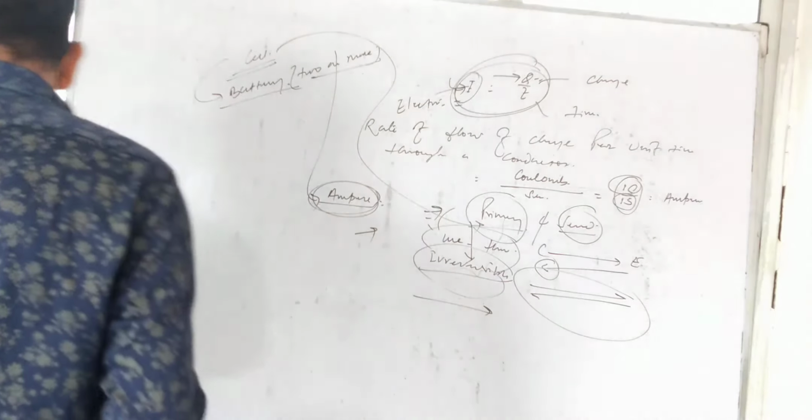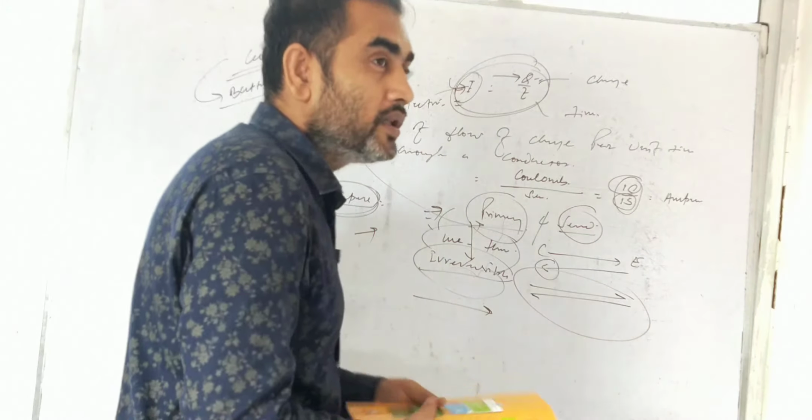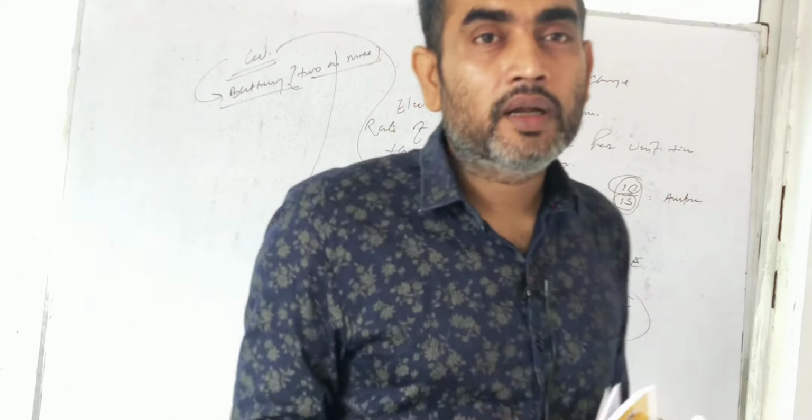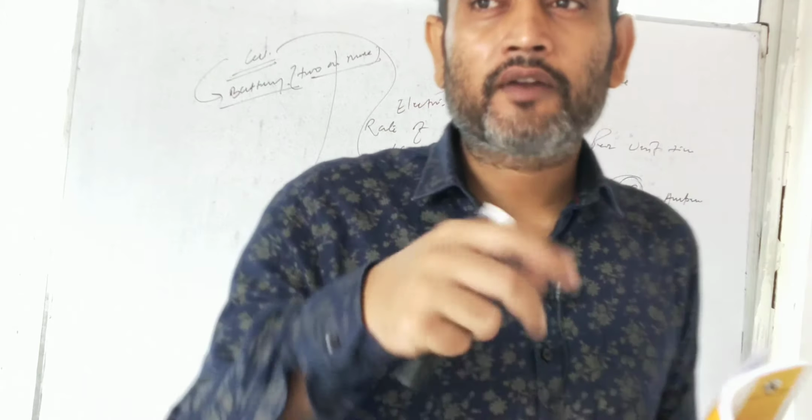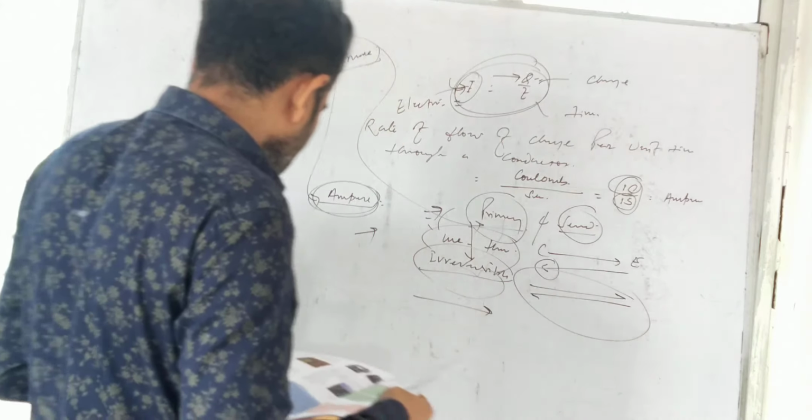Again, one more thing we will revise here. The dry cell: the cell in which the chemical substances are fed in the dry state, that is to be the dry cell.